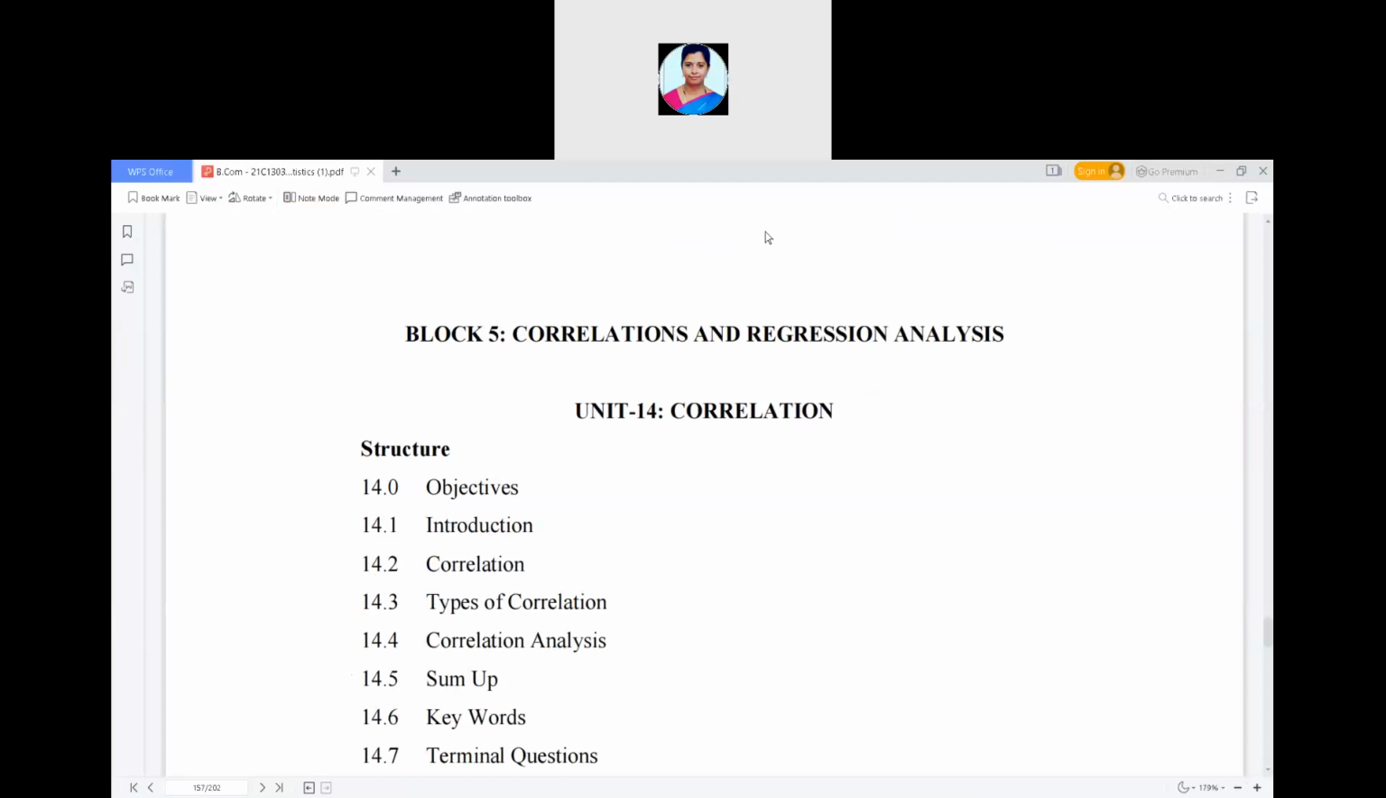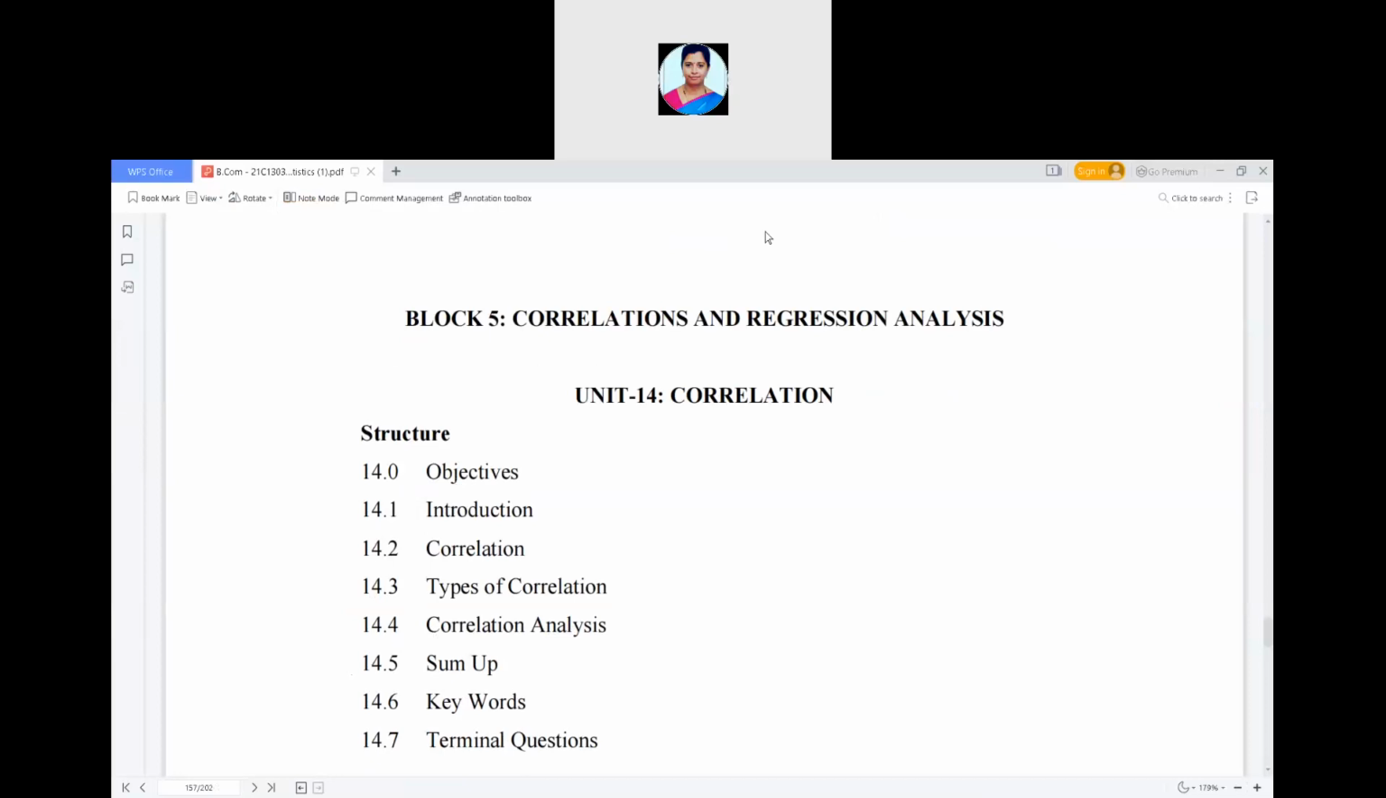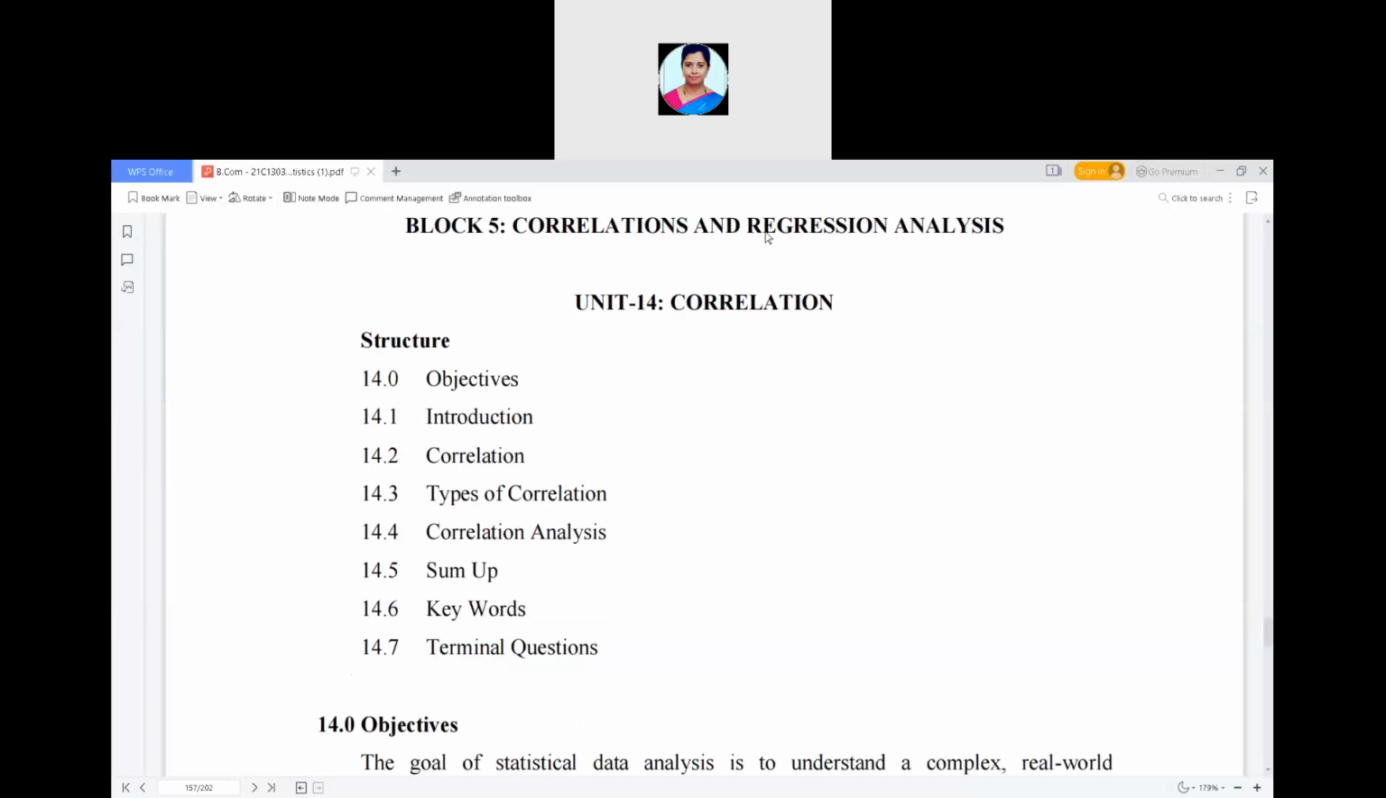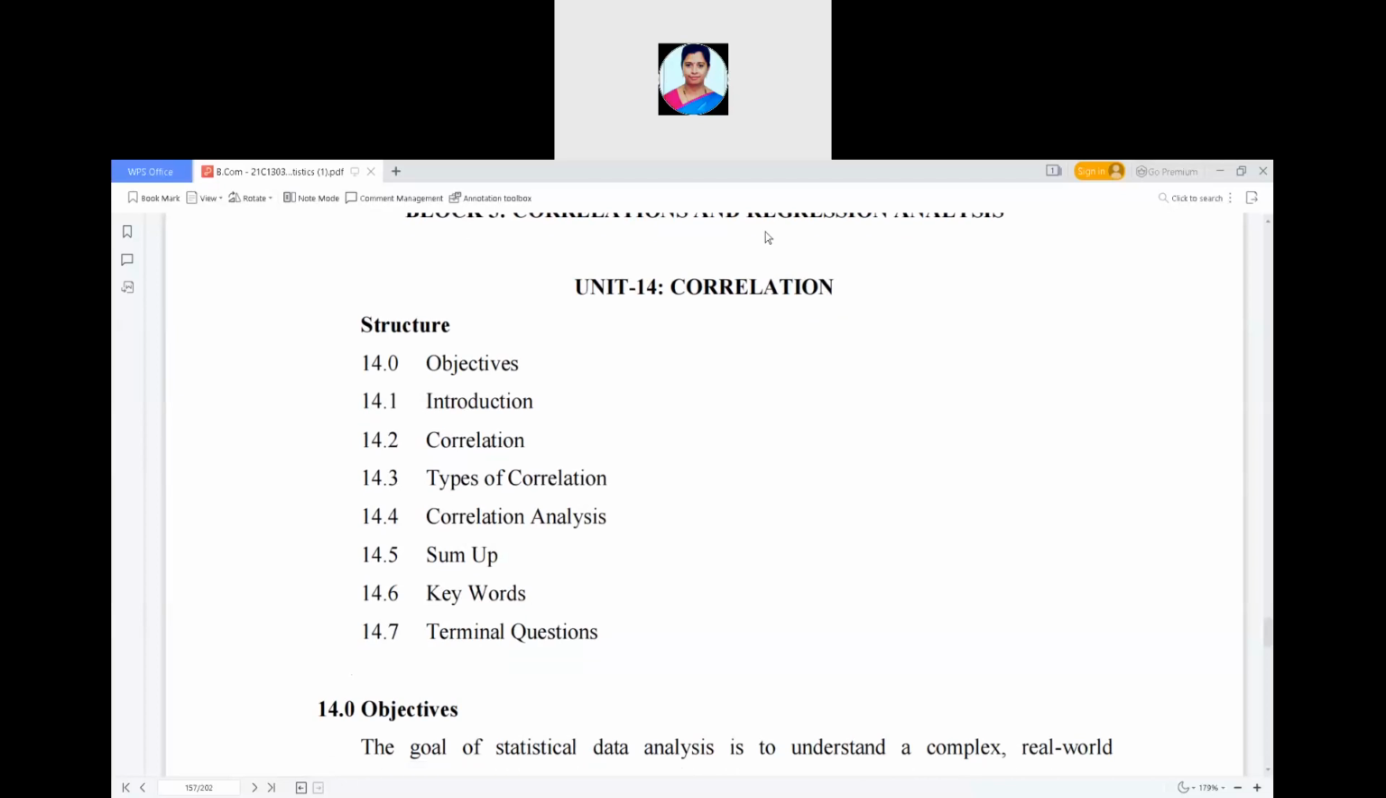We are going to see the objective of this unit, the introduction, what we mean by correlation, the types of correlation and correlation analysis, and the summing up of this unit, keywords and terminal questions. So mainly we are going to see the first one.